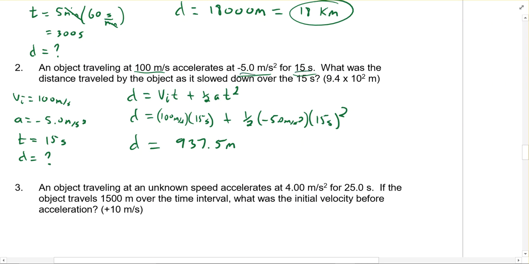Technically, since I look back at my question, my lowest number of sig digs is 2. That one has 2 and that one also has 2. So my answer should be with 2. Remember, with scientific notation, this should really read 9.4, rounding that 3 up to a 4 with a 7 behind it, times 10 to the 2 meters.